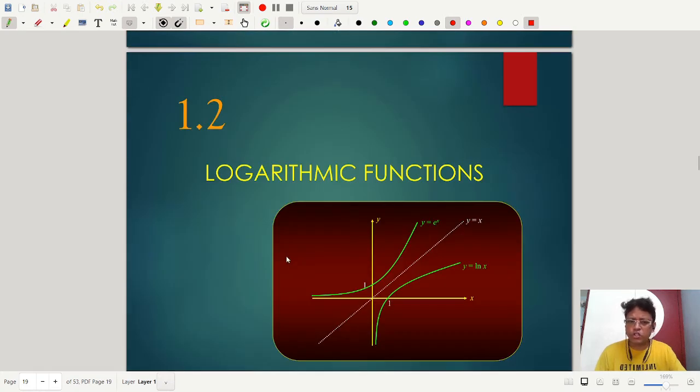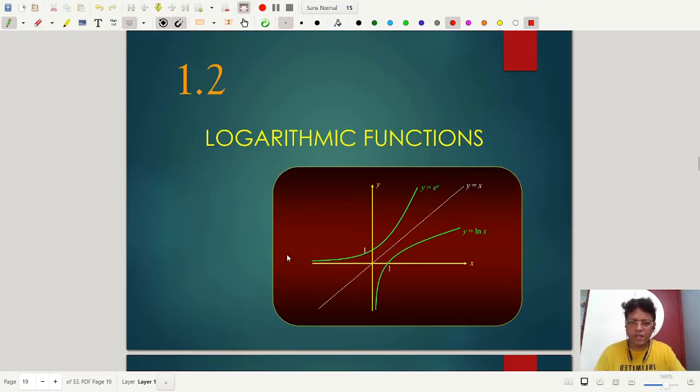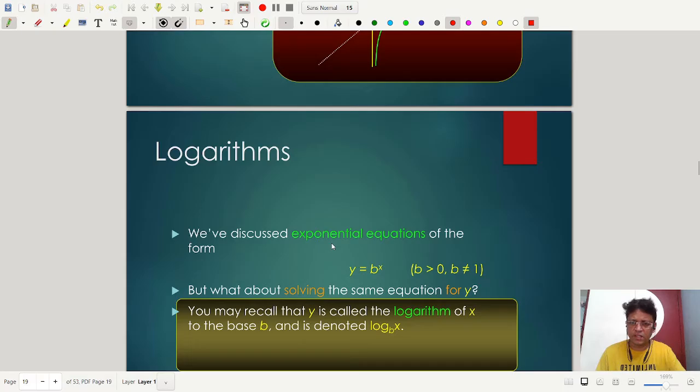So let's talk about logarithmic function, the main important thing. Why I have been talking about the bases and about the exponential function is because of this logarithmic function. Actually, logarithmic function is the inverse function of exponential function. That is the thing.